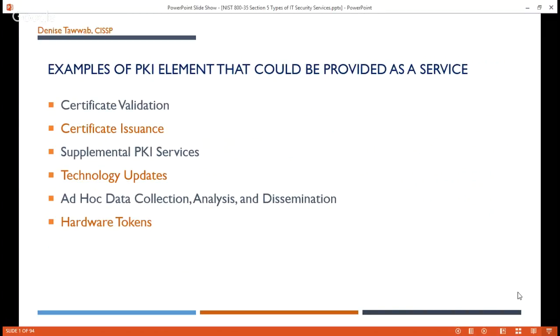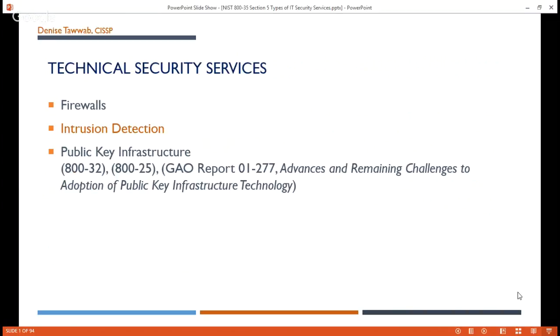Examples of PKI elements that could be provided as a service include certificate validation, certificate issuance, supplemental PKI services, technology updates, ad hoc data collection, analysis and dissemination, and hardware tokens. So your technical security services, again, are firewalls, intrusion detection, and public key infrastructure.